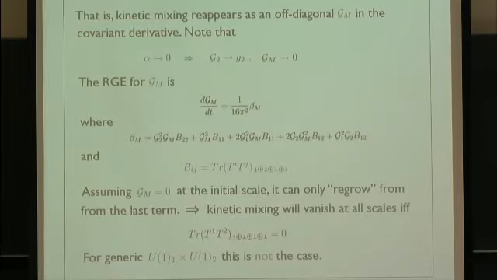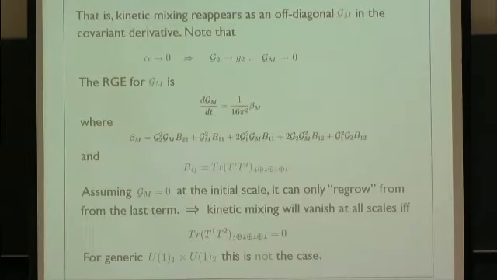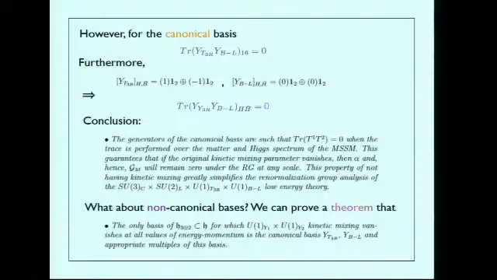G of M is 0 initially, but it can regrow, so it's only when this trace over the low energy multiplets is 0 that you won't regrow operator mixing. And generically, that's absolutely not the case, but if we try this out for our canonical basis, we find that, in fact, it's true over the full representations that fill out the 16, of course, because it was true at spin 10.